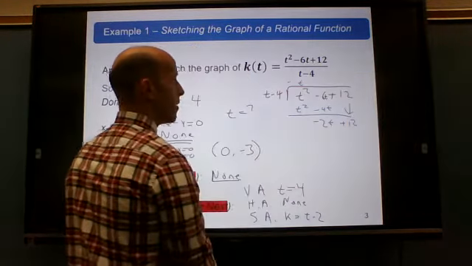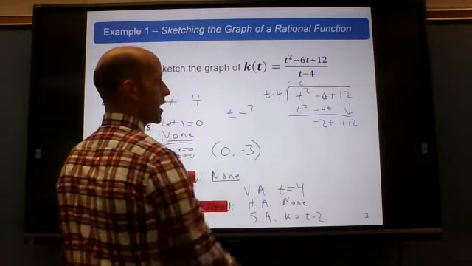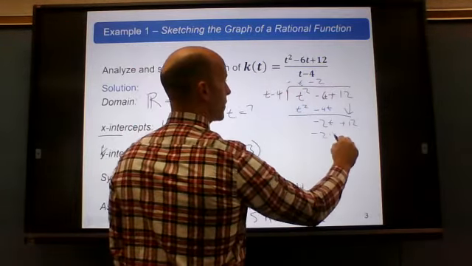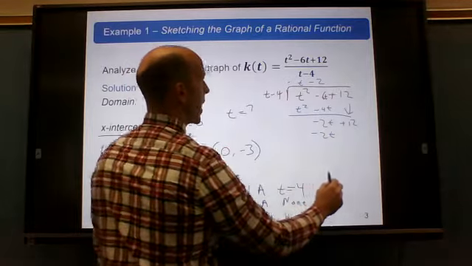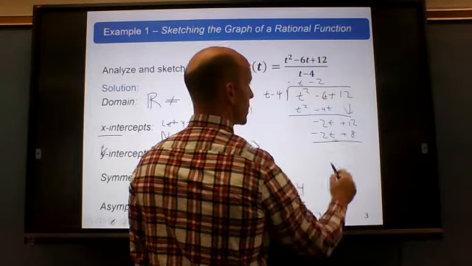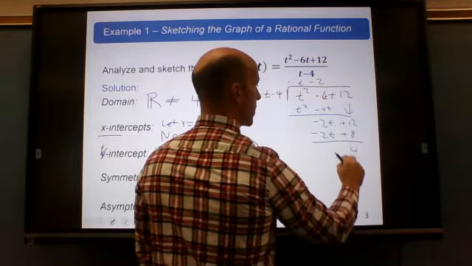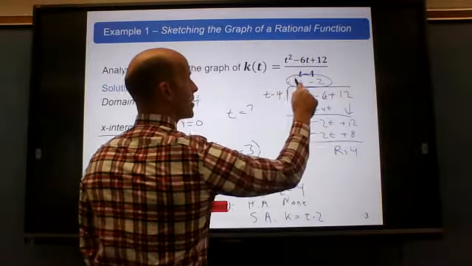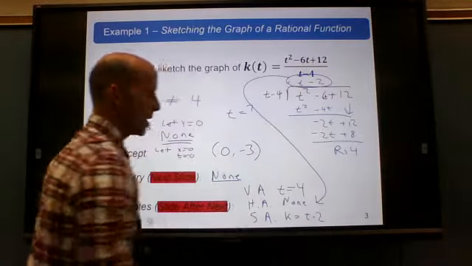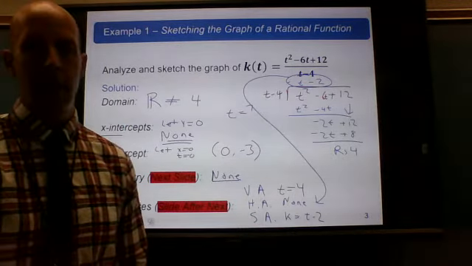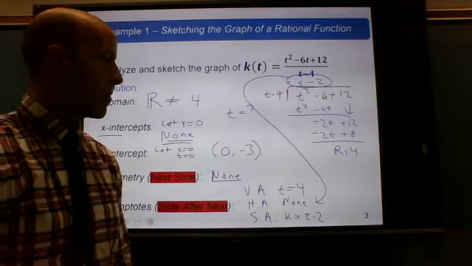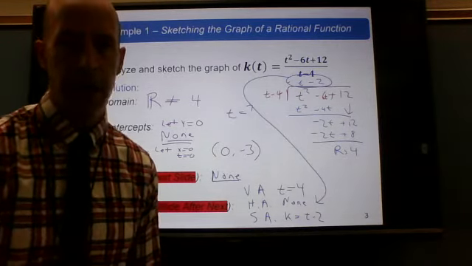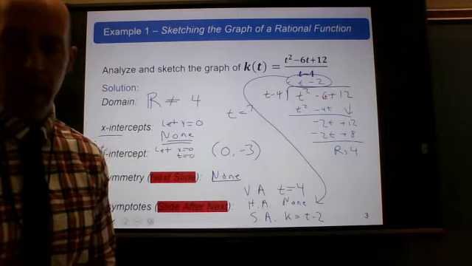You bring down the 12. What times t gives you negative 2t? Well, that'd be negative 2. So then this is going to give you negative 2t, and that's going to be positive 8. Again, you subtract. The remainder here is going to be 4. This is our remainder, but hopefully you'll recognize that this quotient gives you the equation for the slant asymptote. If you don't remember that, that might be something to make note of, because I find slant asymptotes very helpful when it comes to analyzing curves.